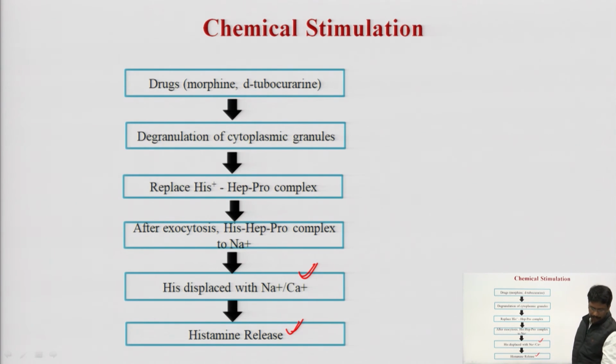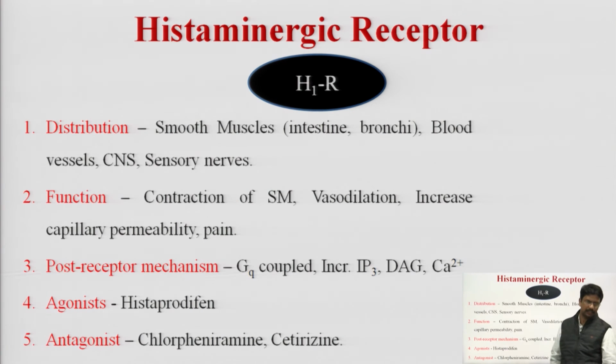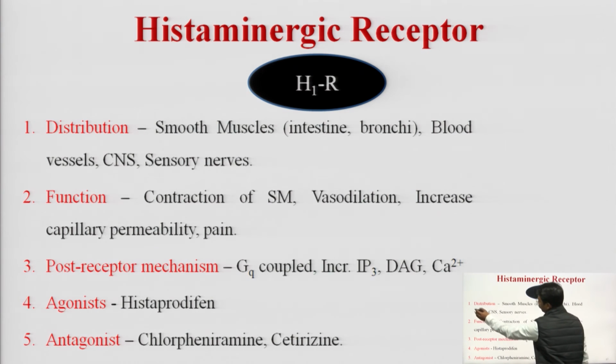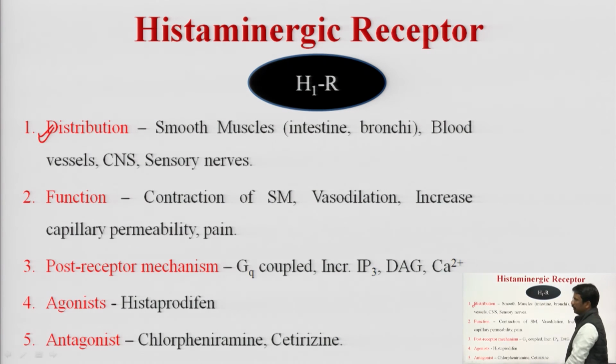Now let's discuss the histaminergic receptors. Histaminergic receptors are of four types: H1, H2, H3, H4. Now one by one we have to discuss the distribution. What is the location of the H1?